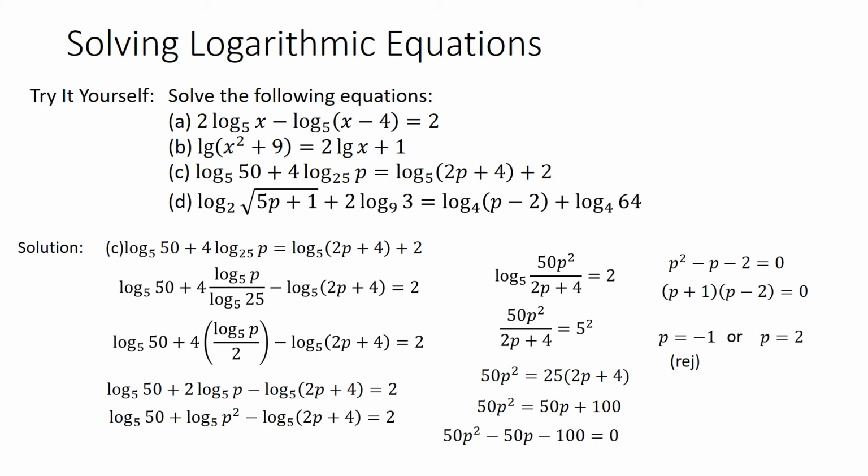Again, we need to double check the answer. If p is negative 1, we get a negative value for the log. So it doesn't make sense. Then we need to reject p equals negative 1.